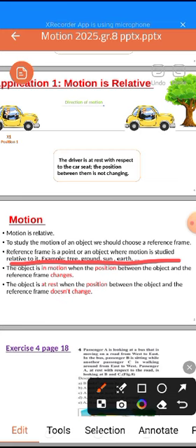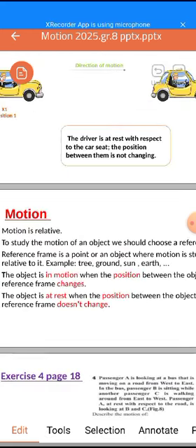Example: tree, ground, sun, earth. So, a reference frame is an object or a point that we choose and we study the motion of another object with respect to it. For example, we can take the tree as a reference frame, or we can take the ground as a reference. So, what do we mean by this? For example, I want to see if the object is at rest or in motion. We study the motion of this object with respect to a reference frame.